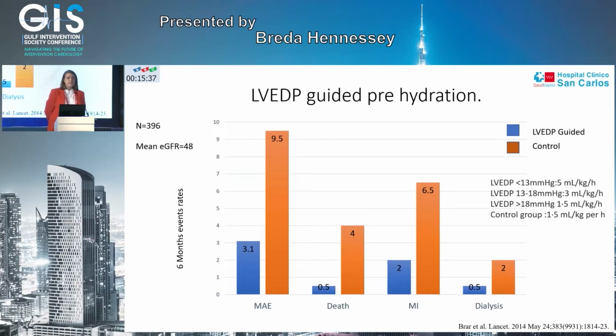And in terms of prehydration, it's not straightforward, it's not simple. And I suppose the biggest body of evidence we have for this is based on the Poseidon trial. So this was a trial of around 400 patients. The average eGFR was 48, so it wouldn't require an absolute ultra-low dose contrast intervention, but certainly, they have renal dysfunction. And what this showed us was that at the 6 months event rates, MACE death, myocardial infarction, dialysis, were higher in the control group compared to the patients that had targeted LVEDP guided hydration.